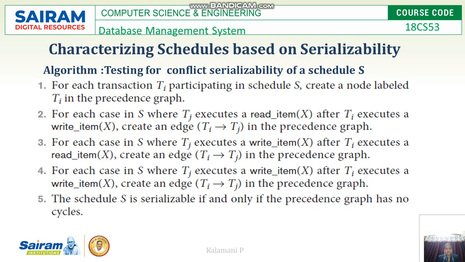Okay, so for each transaction Ti, we make it a node. Say there is a schedule S; it creates a node labeled Ti in the precedence graph. In case in S, Tj executes read item of X after Ti executes, then from Ti to Tj there will be an edge. Same thing for the other operations. If Ti executes first, then Tj, that means from Ti to Tj there is an edge. Okay, so like that it will happen.